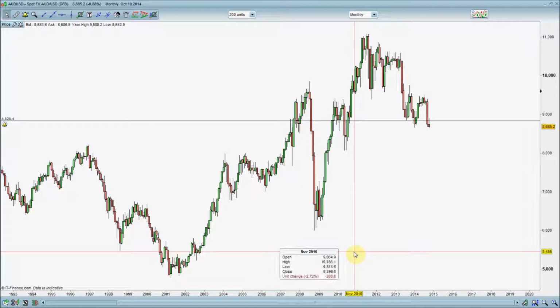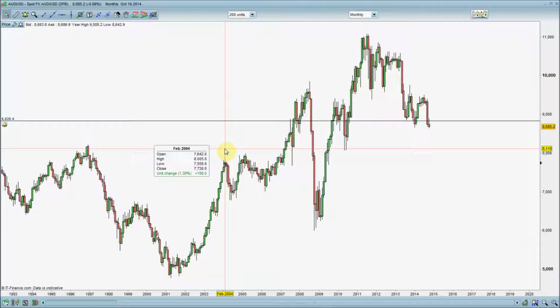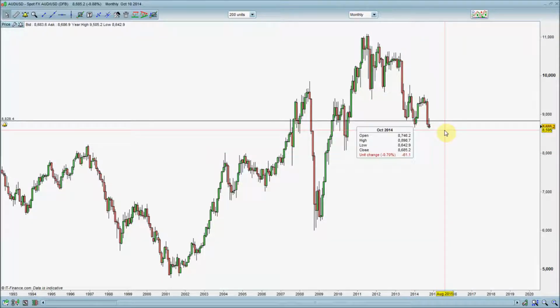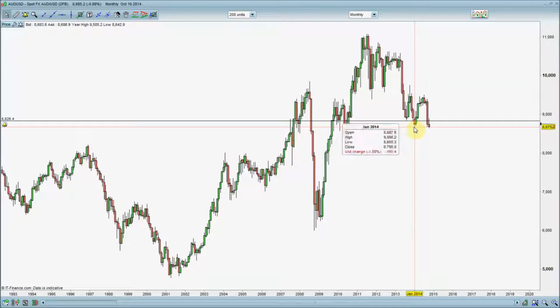But at the moment we've got Chinese data weighing on the Aussie. So in the period between now and 2015, I would expect to see maybe a drop right down to this 8,000 level. Okay, so there's another 600 pips to fall there. We did touch on a new low, just from January, just gone through there and started to retrace back.